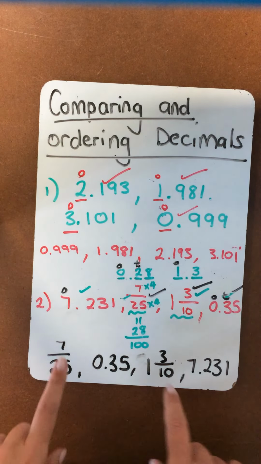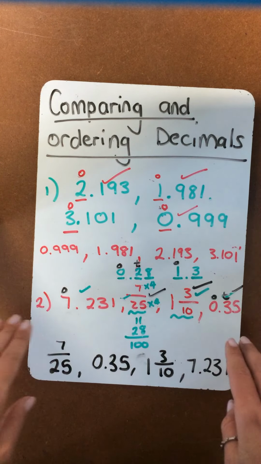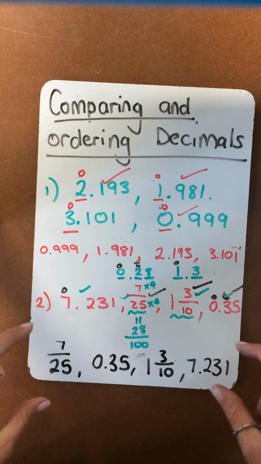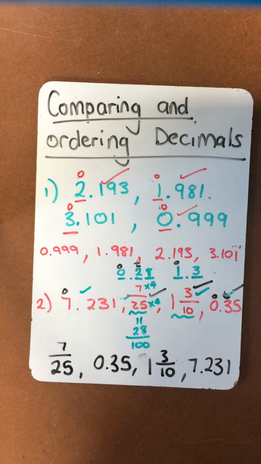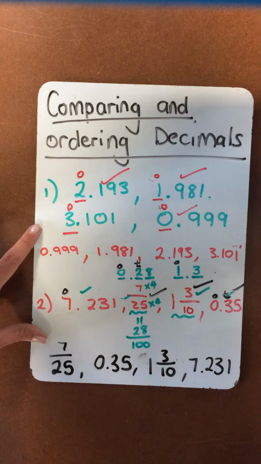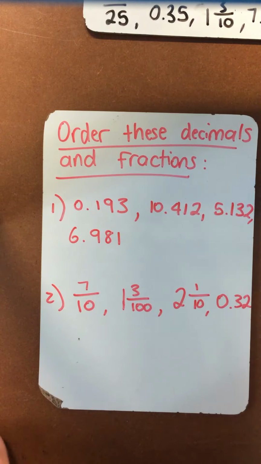So sometimes we are given decimals and fractions and we need to change them all to decimals first before we can determine which is the smallest and which is the biggest. If you understand this clearly, then please do this example on your whiteboard now.